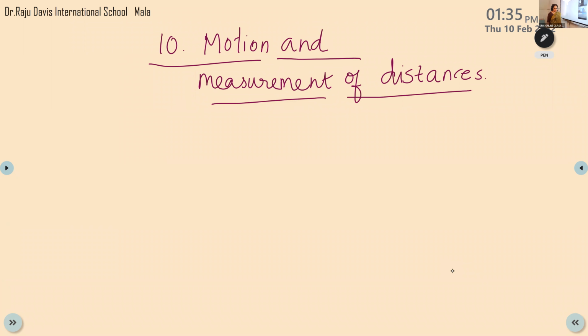Throwing something in a straight line, like a spear. Okay. So these all are examples for rectilinear motion of an object. Do you want any more examples? So many examples we discussed.